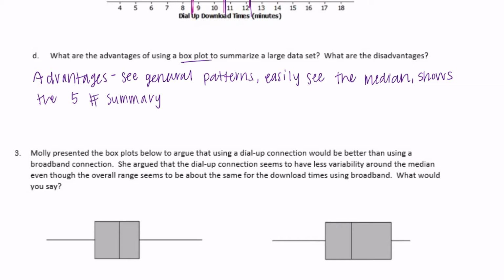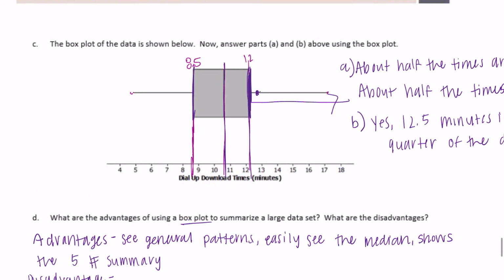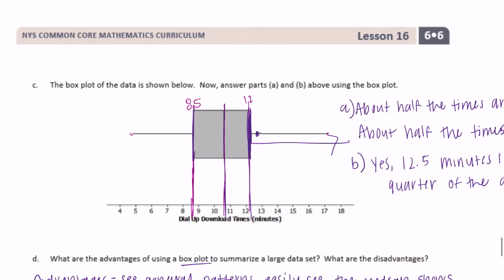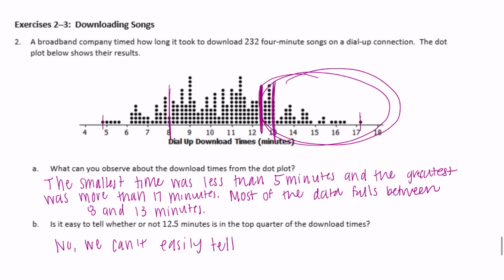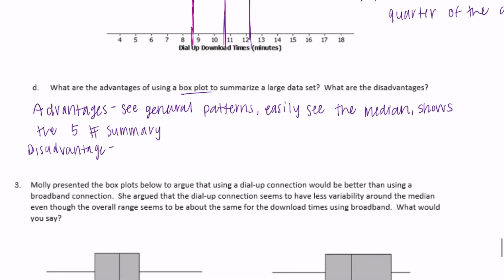So what are some disadvantages? I would say the main disadvantage is you don't get a real sense of the data. This box plot shows us a summary of the data, but we don't get to see every individual data point like we do on the dot plot. So I would say the main disadvantage is that it does not give specific values, not all the individual values.